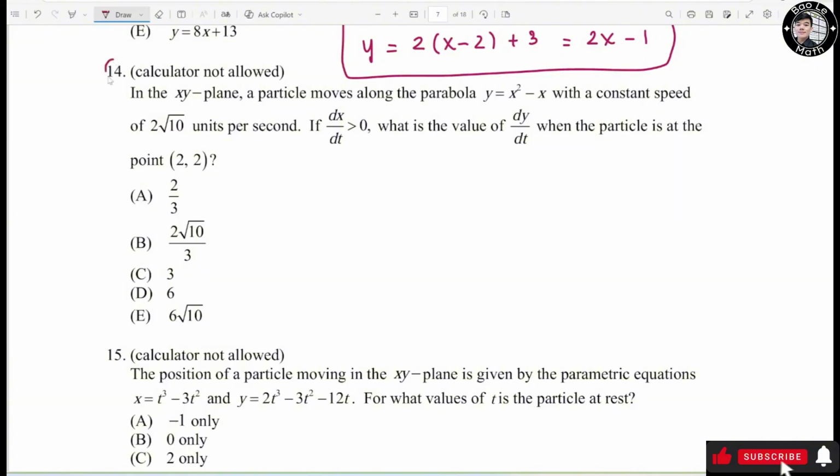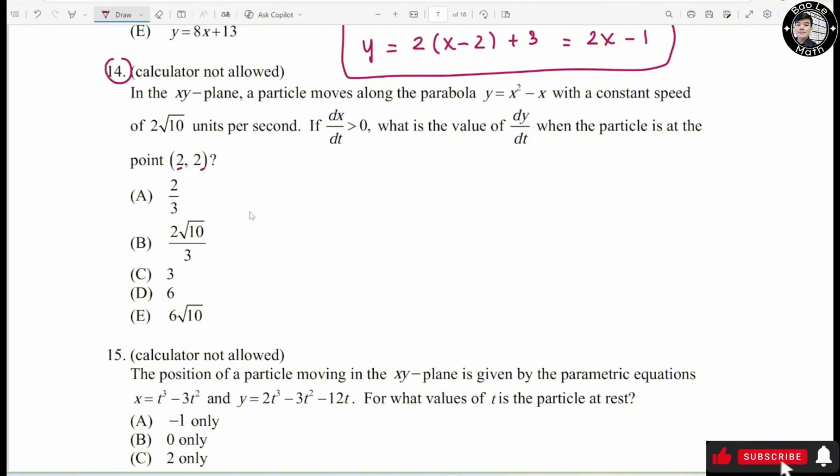Now let's move on to question 14. In the xy plane, a particle moves along the parabola y equals x squared minus x with a constant speed 2 square root 10 units per second. If dx over dt is greater than 0, what is the value of dy over dt when the particle is at the point 2, 2?